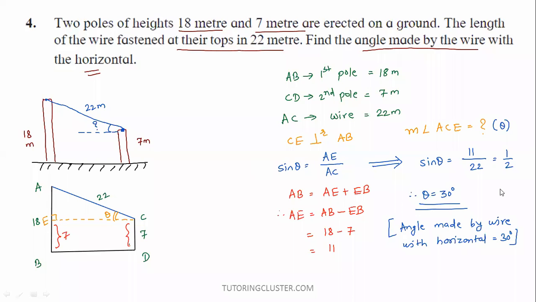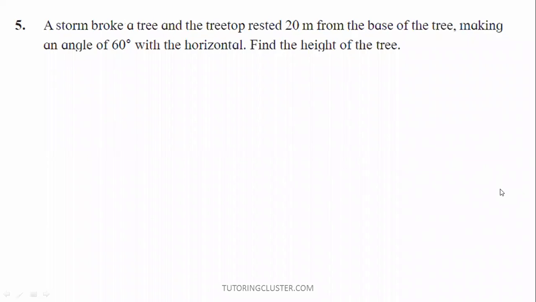Example number 5. Now the storm broke a tree and the tree top rested 20 meter from the base of the tree, making an angle of 60 degree with the horizontal. Find the height of the tree. Now we have already solved such type of example.